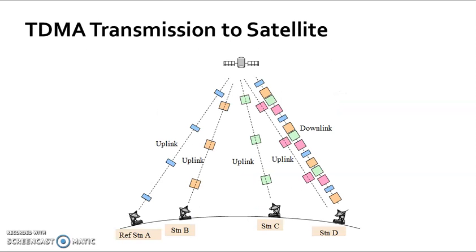Then there is the TDMA transmission to the satellite. Earlier we said that a TDMA frame has the reference frame, and then there are the different channels, for different users, that is, different stations. The reference station has a control burst, and it provides information about how many stations are transmitting data to the satellite.